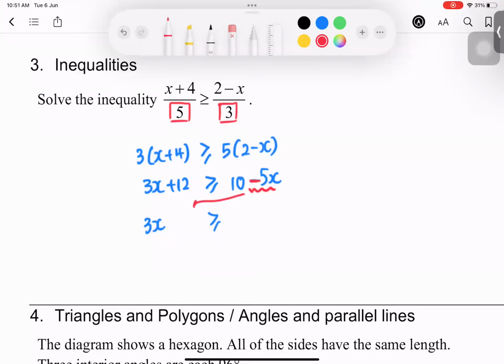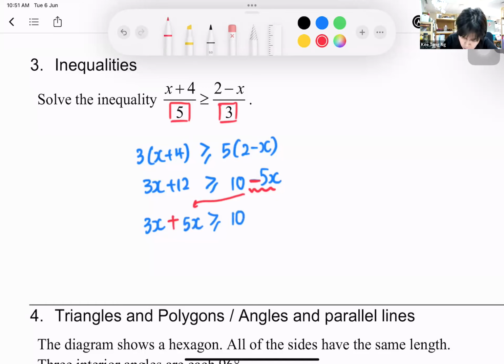It becomes plus 5x. Then this is 10, and this one is plus 12, which comes over here and becomes minus 12. So in this case, I get 8x and negative 2x.